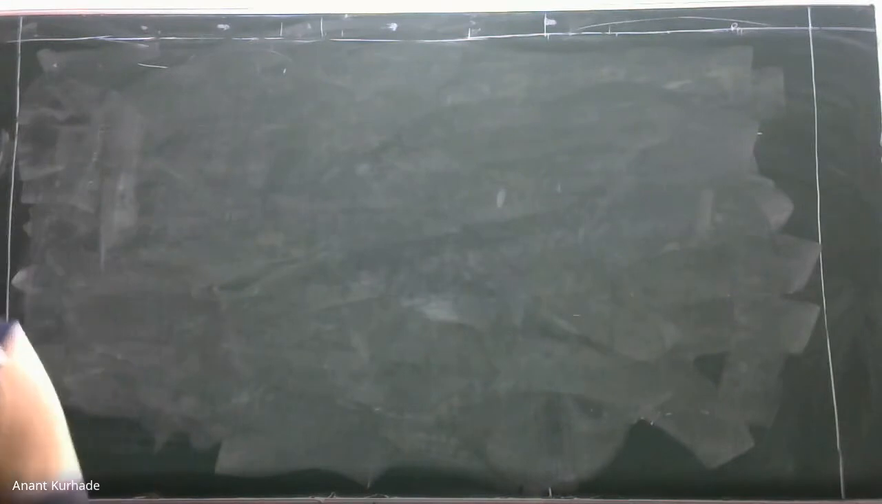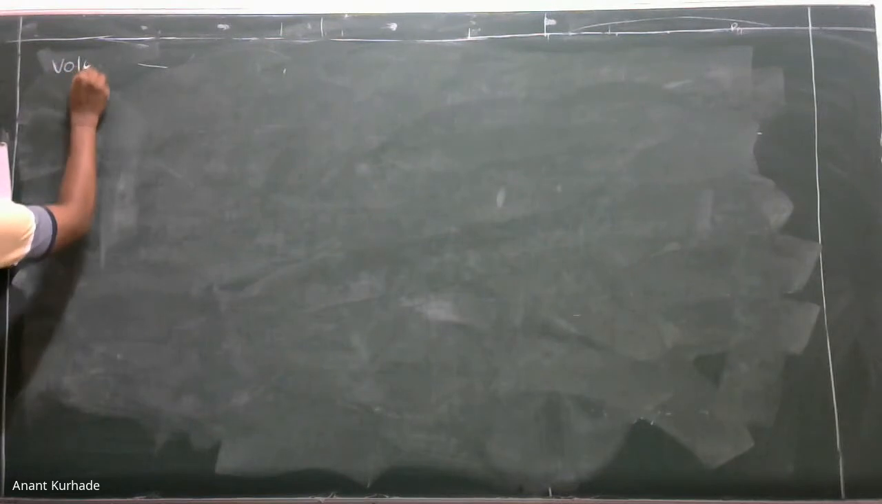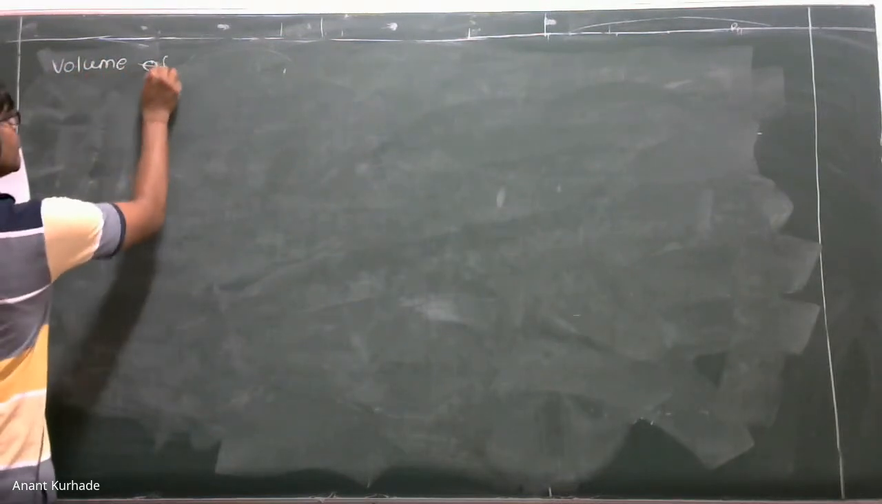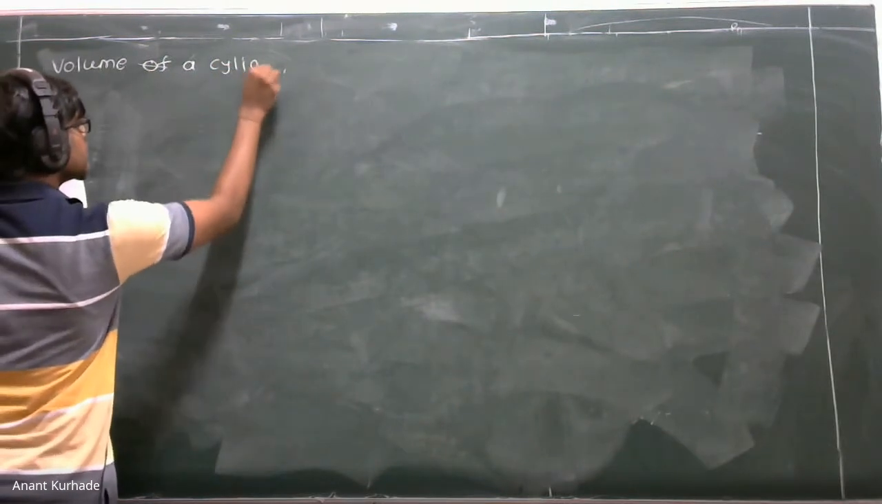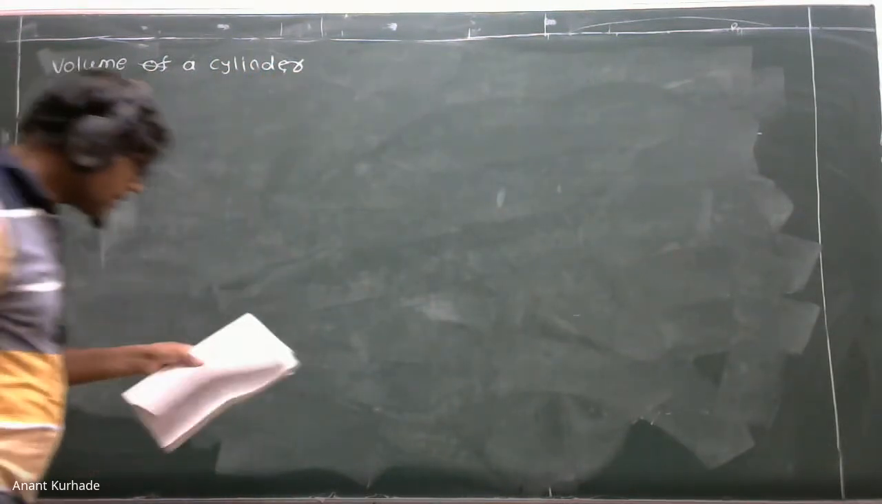Okay, write down. It is very simple. We have to find the error in calculation of volume, so we have to find delta V. Write down in the numerical: The volume of a cylinder.